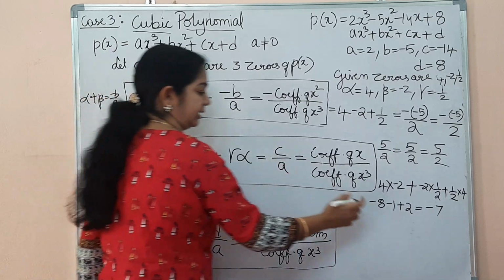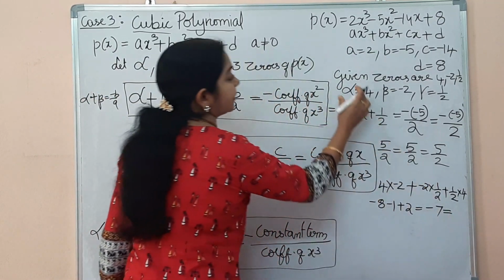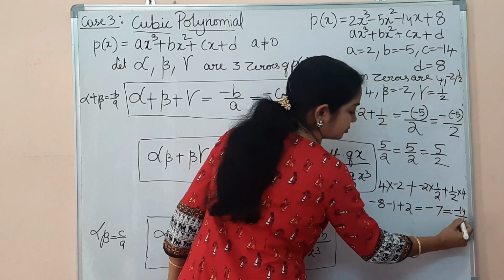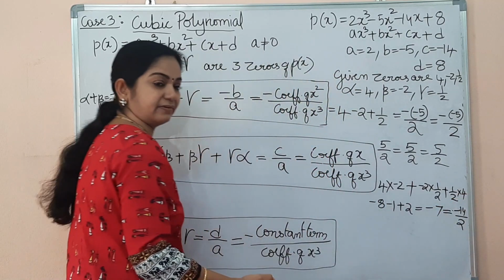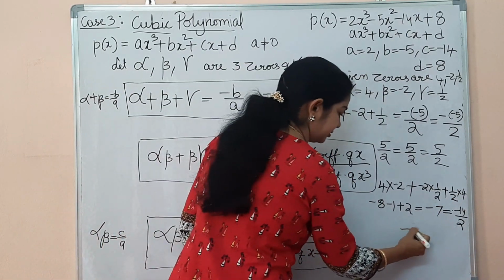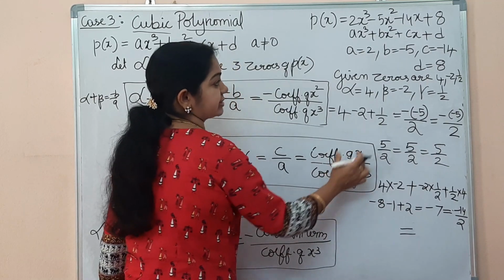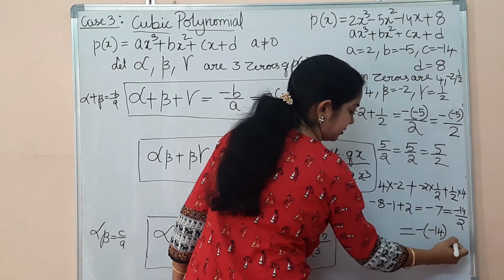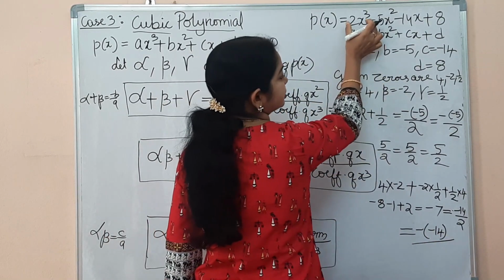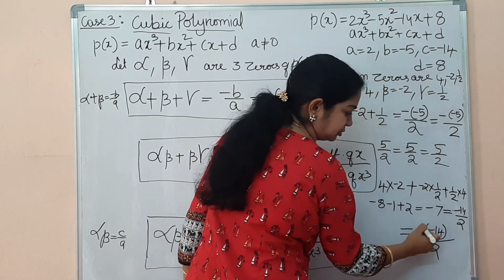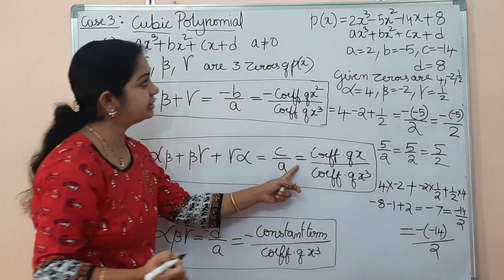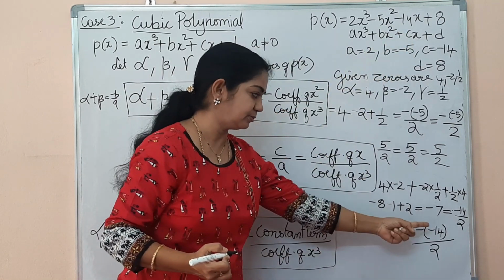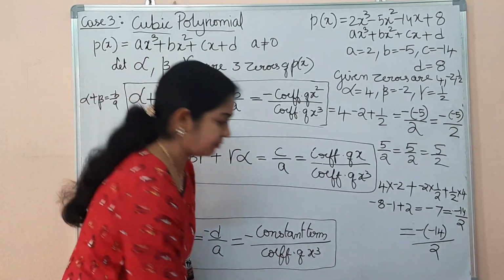Now, that is c by a. So let's see, is it c by a? What is our c? Minus 14 by a is 2. So this comes to minus 7. Right. And also let us check it equal to the coefficient of x by the coefficient of x cube.